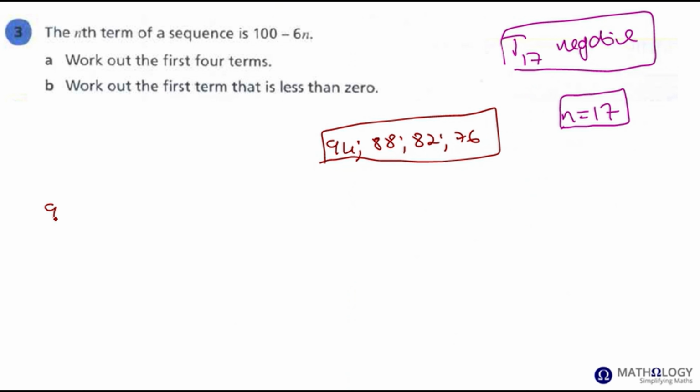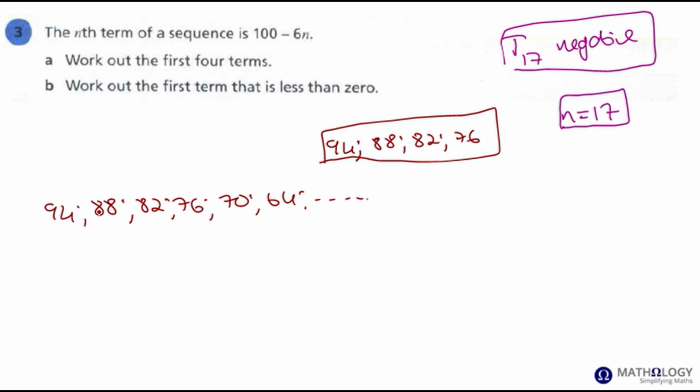So the sequence is 94, 88, 82, 76. Then we subtract 6 and we get 70, then 64, etc. If you continue, and you're not going to do this, by the way, you're not going to continue the sequence until you get to the first negative number and then count. It's not practical, it's time consuming.